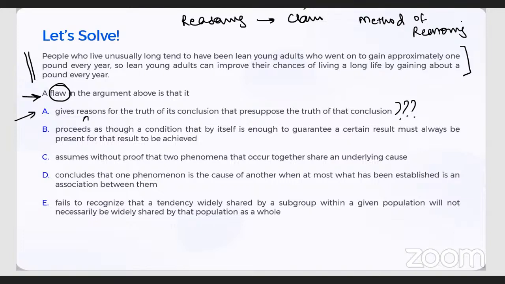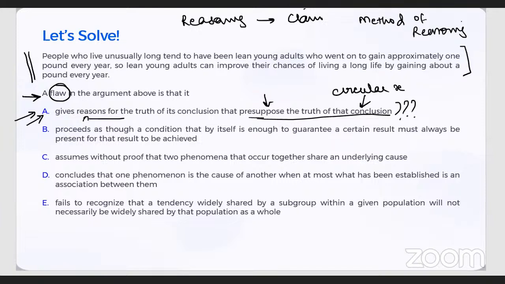So this option means that the argument is assuming, when it's saying it's presupposing, that means it's assuming something in advance, that the conclusion is already true without providing new evidence. It gives reasons for the truth of its conclusion while presupposing the truth of that conclusion. So whatever reason is being presented is already assuming that the conclusion is true. There's no new evidence being presented. By the way, this is an option you see a lot. This is called circular reasoning, by the way.